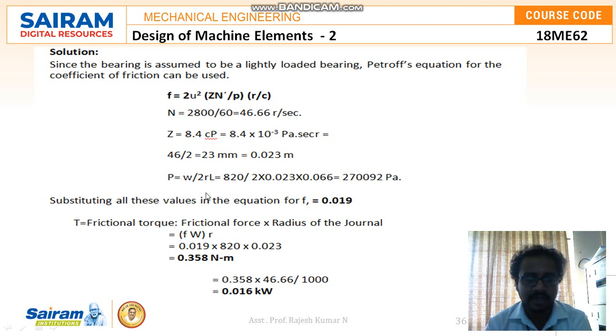So after simplification, we get the P value as 270092 Pascal. So substituting all these values in the equation for f, I get f equal to 0.019. So first we'll find out the frictional torque.